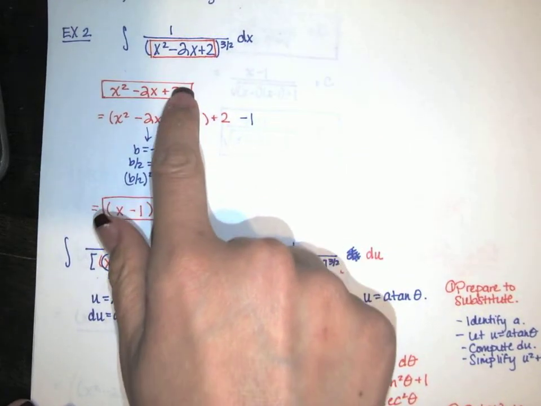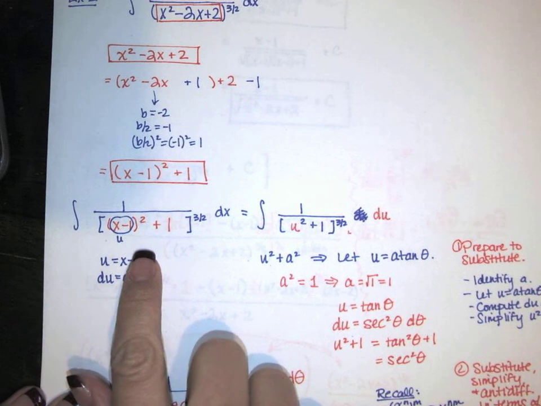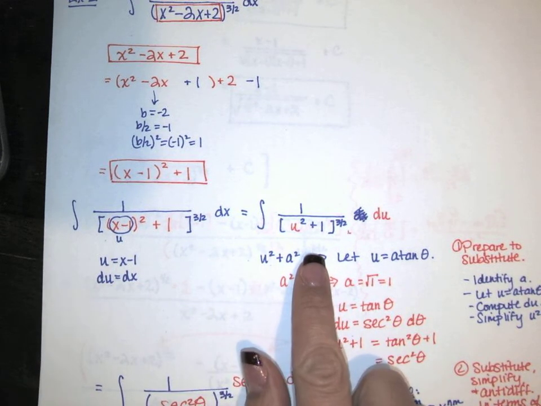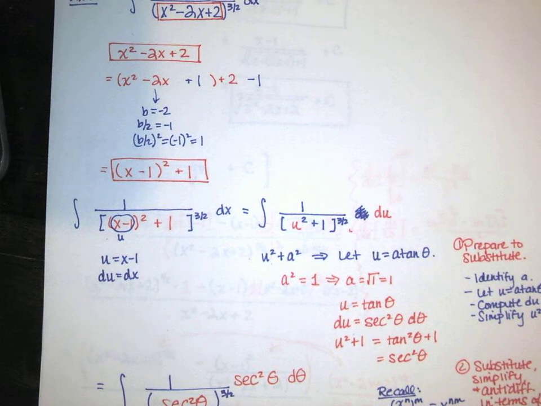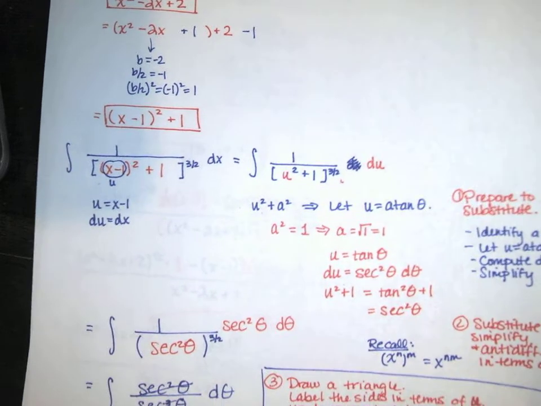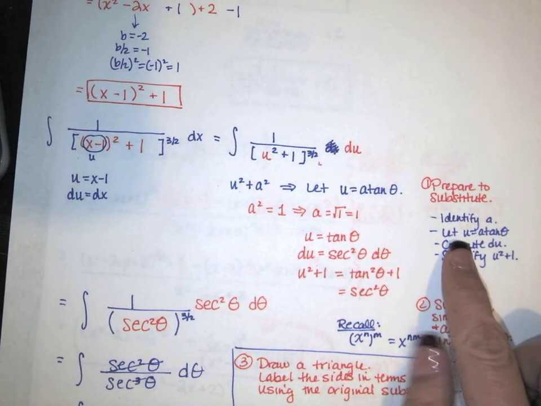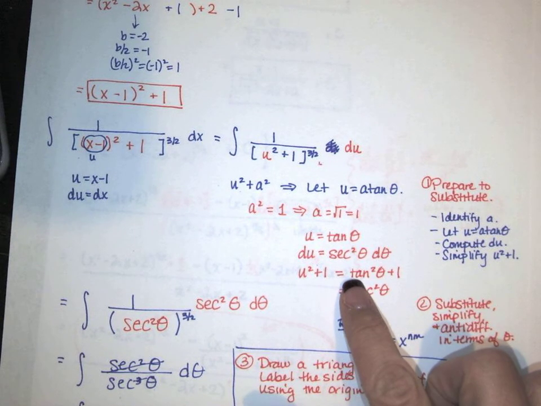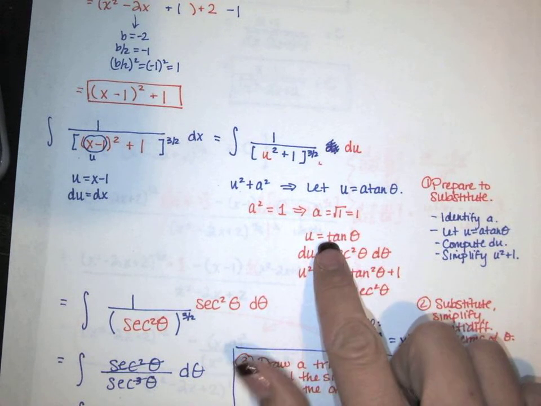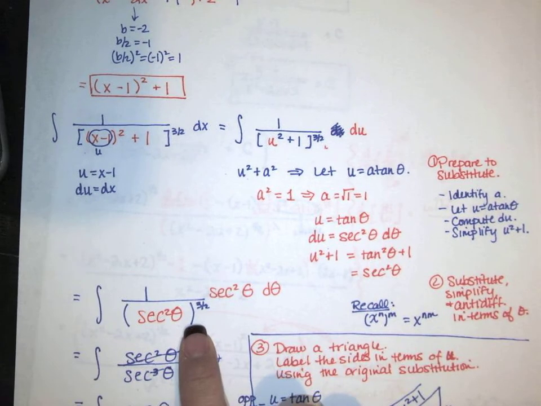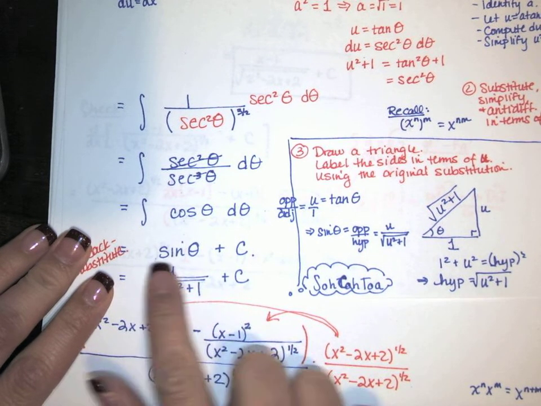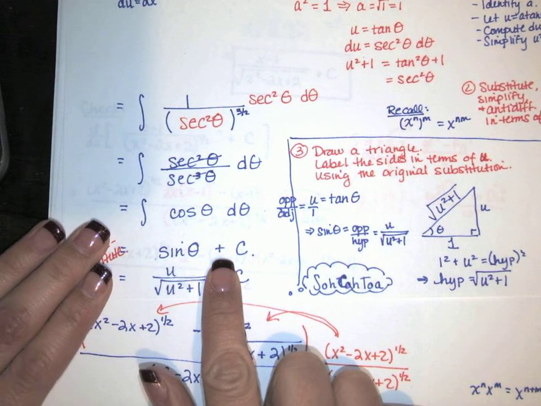What did we do? We completed this square. Once we completed this square, we did a u-sub, and then we said, hey, that looks like an arctan, but it's not quite an arctan. So let's do a tangent substitution. And then we did our 4 steps. Just prepare to substitute. Figure out what a is, find u, find du, find u squared plus 1, get all that ready, and then sub it in. And then simplify. And then when you get down here, anti-differentiate. And then trying to get that in terms of u, so you can get it in terms of x.